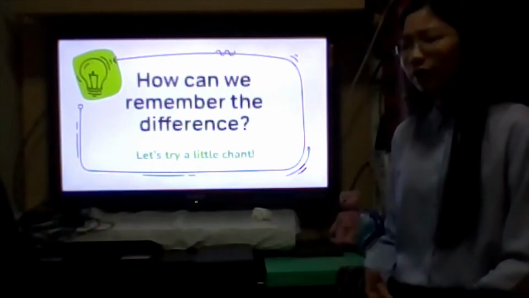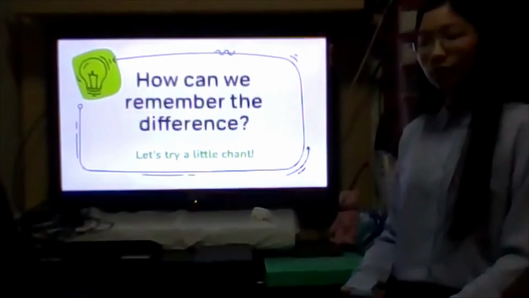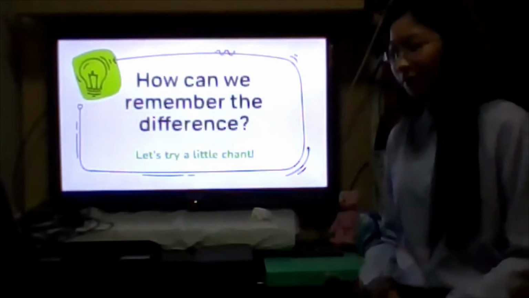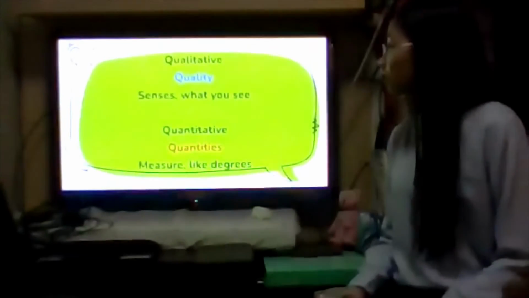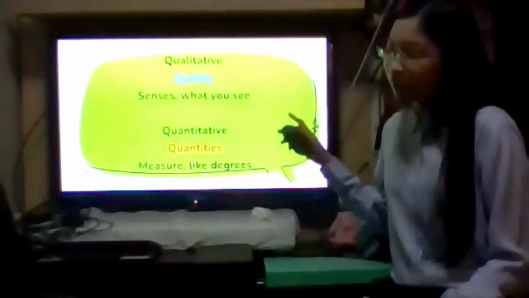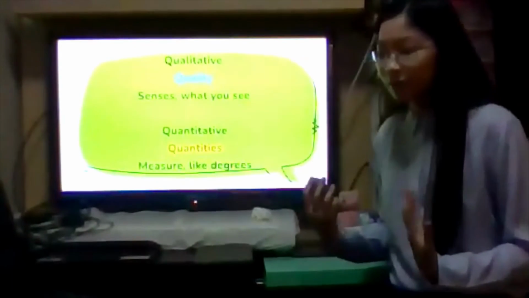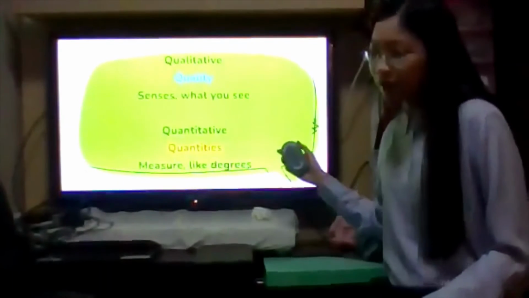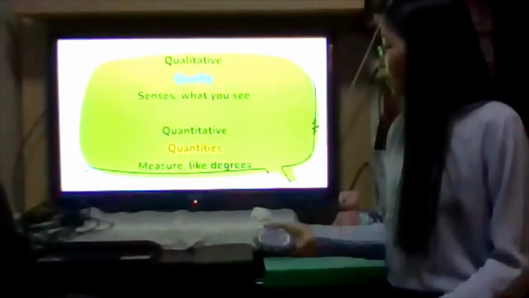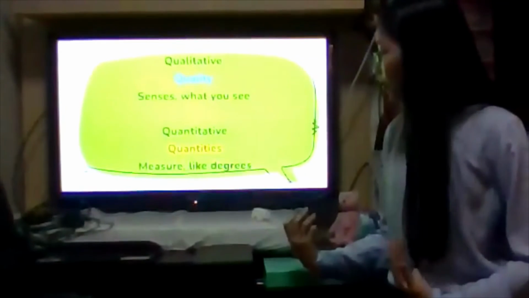So how can we remember the difference between quantitative and qualitative observations? I have a little chant for you, and it would really help me out if you could all participate with me. So we have qualitative quality, sense is what you see, because we have the word quality in qualitative, and you use your five senses, right? You see what you see. It rhymes. And quantitative quantities measure like degrees, right? Degrees rhyme with quantities, and you use measurements and numbers in quantitative.